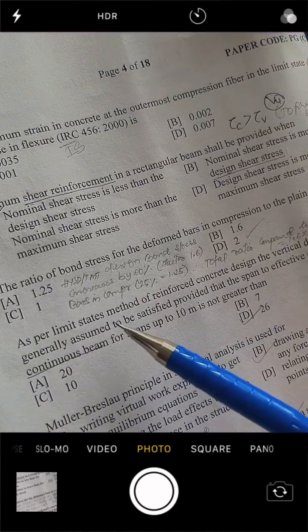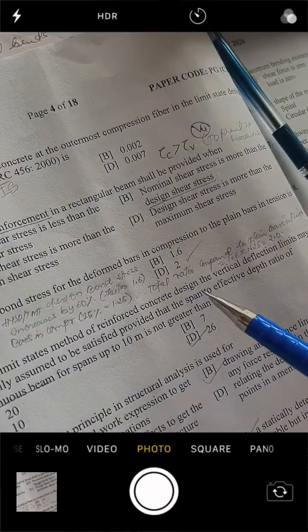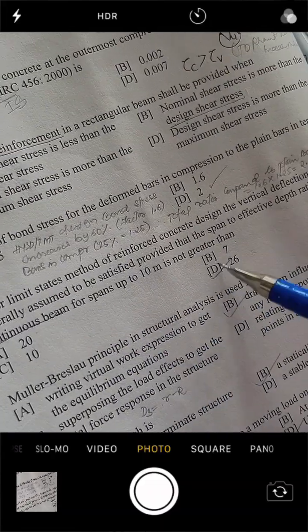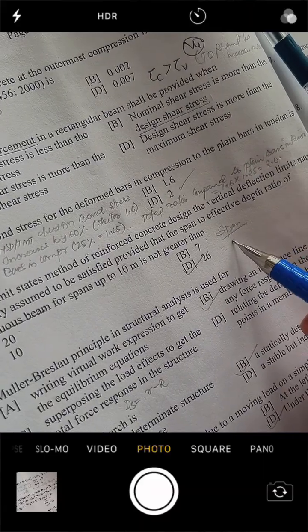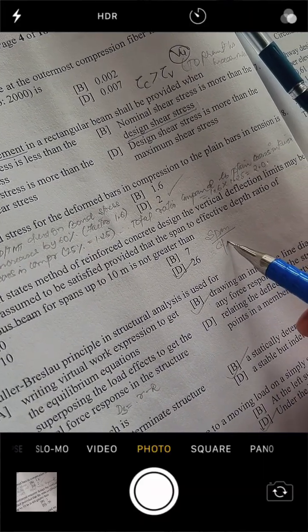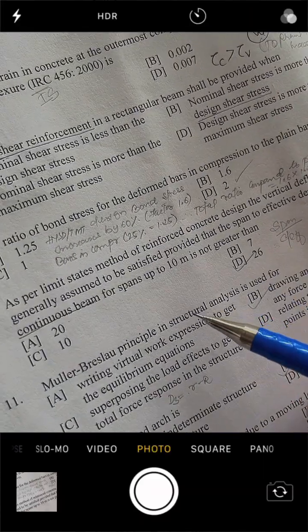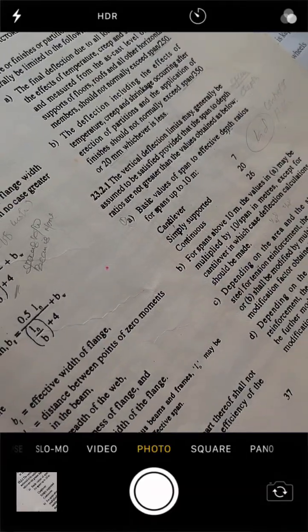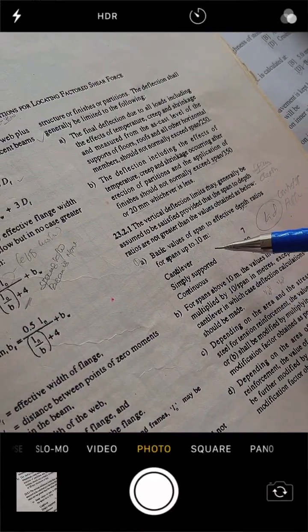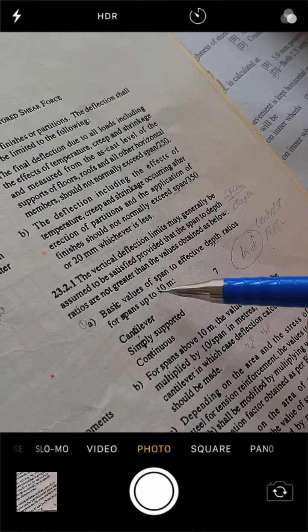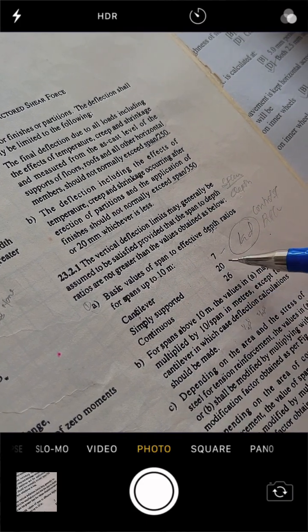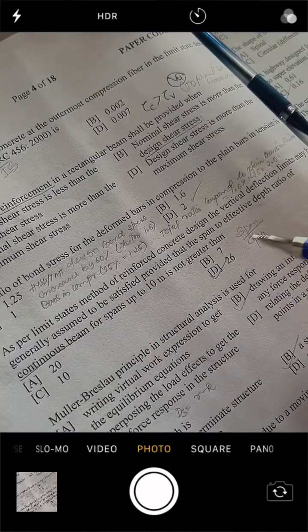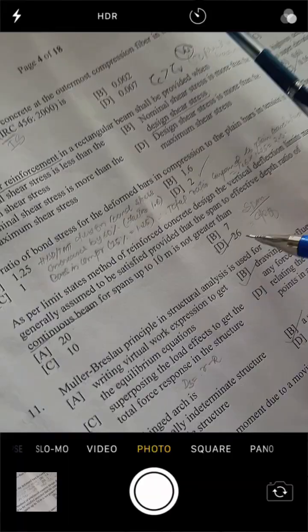As per the limit state method of reinforced concrete design, the vertical limit deflection is span to effective depth, and it is 26. I can show you here, it is IS 456-2000, page number 37. You can see here the span to depth ratio for a cantilever is 7, for a simply supported beam it's 20, and for continuous it is 26. So here it is asked for the continuous beam, so it's going to be 26.